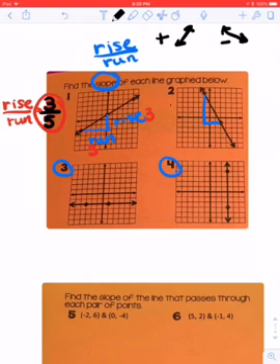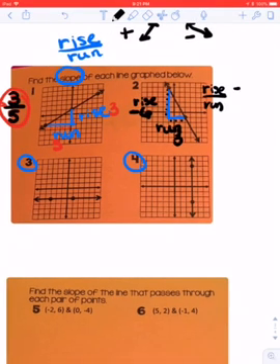Okay, so on number 2, I'm going to do rise and run again. And I can tell it's going down, so I know my rise has got to be a negative number. So 1, 2, 3, 4, 5, 6 down. So negative 6. 1, 2, 3 for the run. So if I do rise over run, it's going to be negative 6 over 3, which is going to be negative 2.